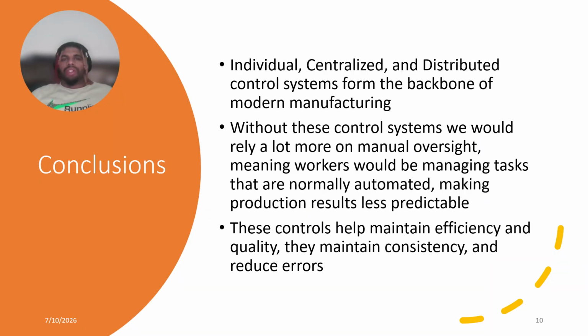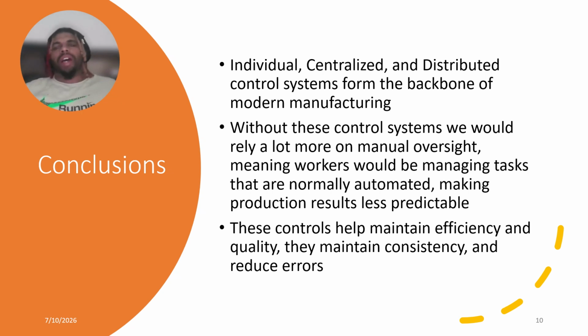In conclusion, individual, centralized, and distributed control systems form the backbone of modern manufacturing. Without these control systems, we would rely a lot more on manual oversight, meaning workers would be managing tasks that are normally automated, making production results less predictable. These controls help maintain efficiency and quality. They maintain consistency and reduce error.